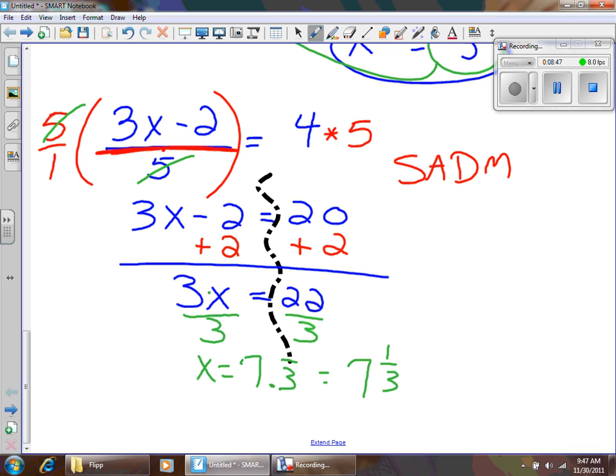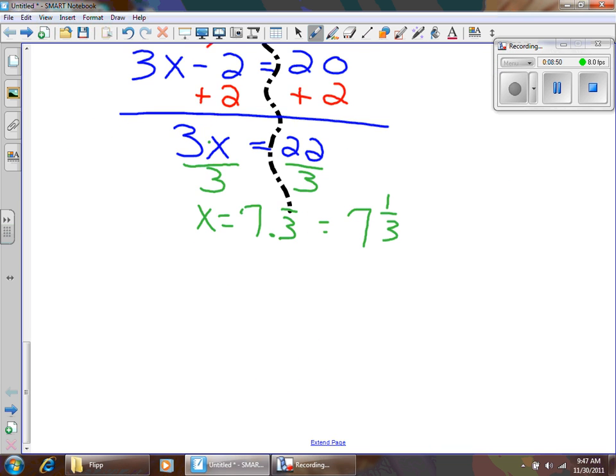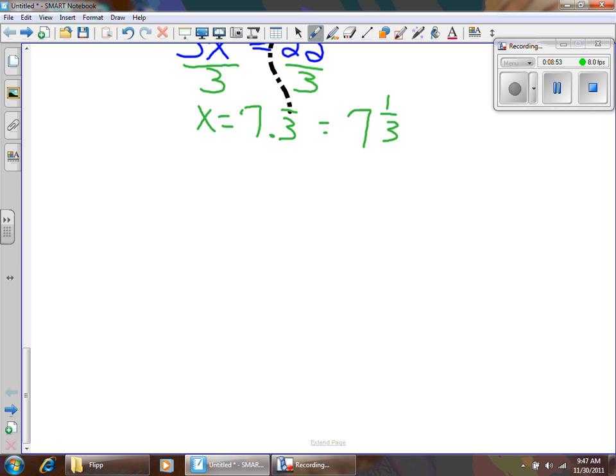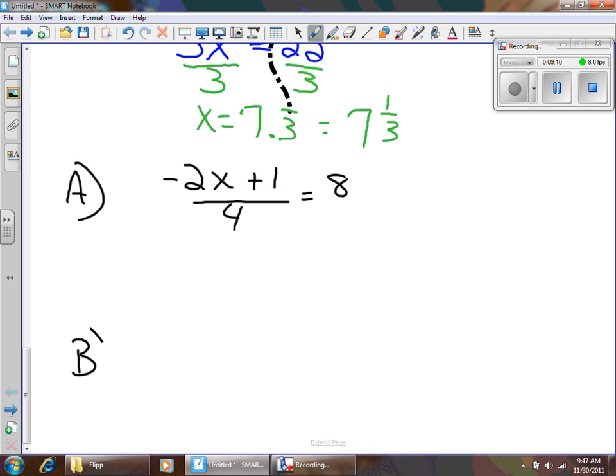All right, let me give you a couple of those to practice. You can pause the video after you see them and then unpause it when you're ready. So practice problem A is going to be -2x plus 1 over 4, and that's going to equal 8. And practice problem B will be 5 minus 3x over 2, and that will equal 9. Okay, go ahead and pause the video. When you're ready, go ahead and look at the solutions.